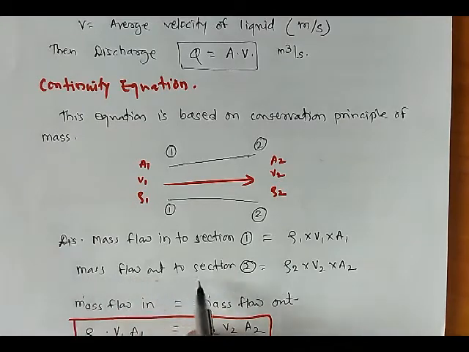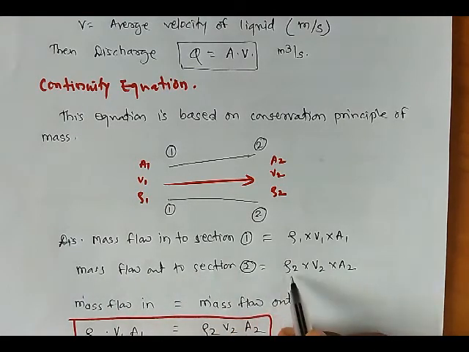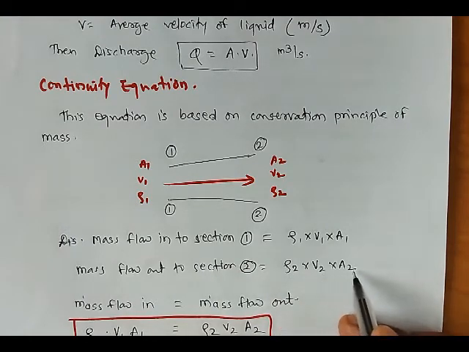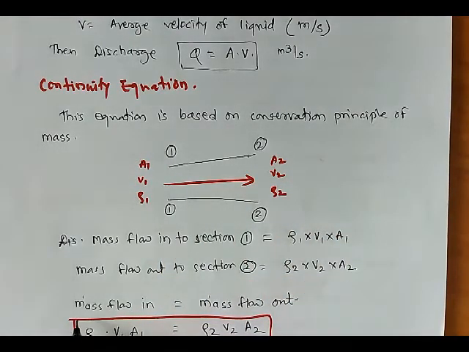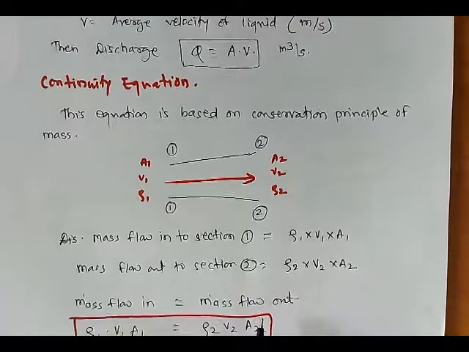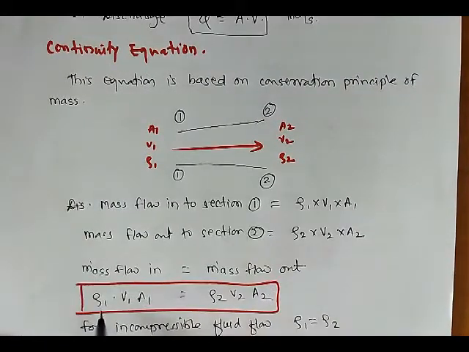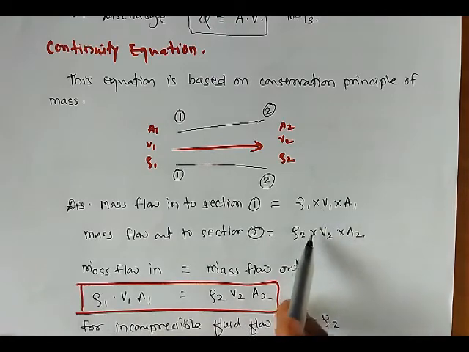Similarly, the mass flow out at section 2 is equal to density ρ2 multiplied with velocity V2 multiplied with area A2. By the conservation principle, we know that mass is only being transferred, so mass flow in is equal to mass flow out. So we equate these two. We have ρ1 V1 A1 is equal to ρ2 V2 A2.